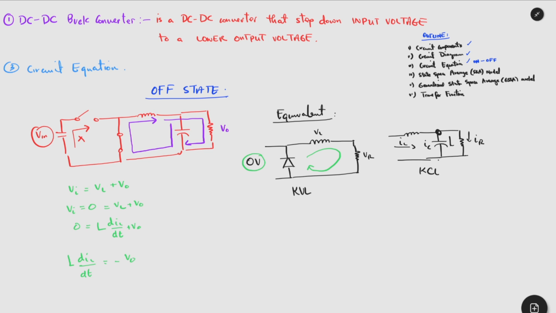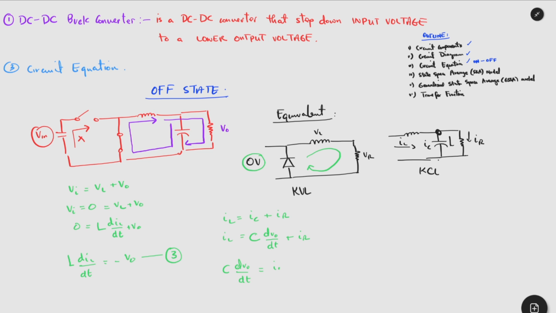Now we have minus V0, and we can say this is our equation number 3. And for the KCL, previously we know that IL equals IC plus IR, and the equation remains the same. So we have IL equals IC, which is C dV0 on dt, plus the IR.